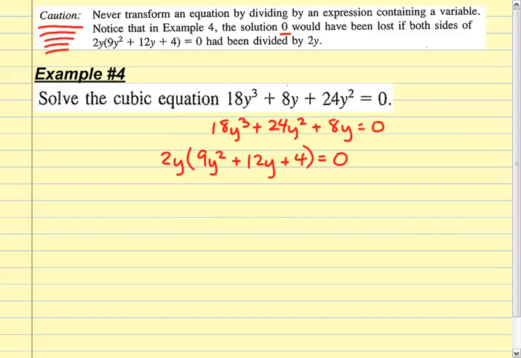Now, I've got something in front of the y squared here. I'm tempted to use the quadratic formula, but just before I do, I want to see, is this possibly a perfect square? Well, this is definitely 3y, and this is 2. The question is, if I double the product, do I get 12y? And I do. So that's perfect. That means that this is 2y times 3y plus 2 squared equals 0.